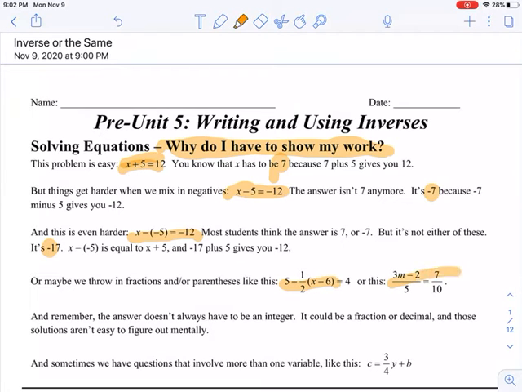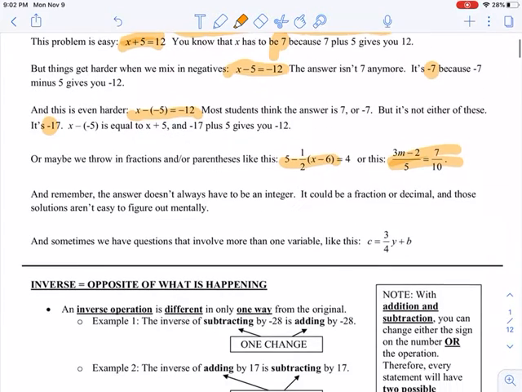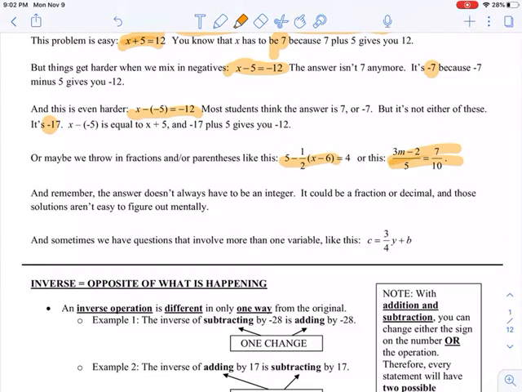Or this. And remember, the answer doesn't always have to be an integer. It could be a fraction or decimal. And those solutions aren't easy to figure out mentally. And sometimes we have questions that involve more than one variable like this.